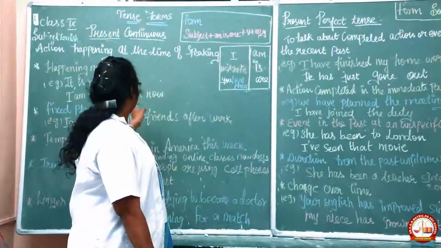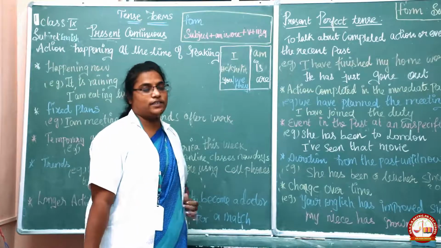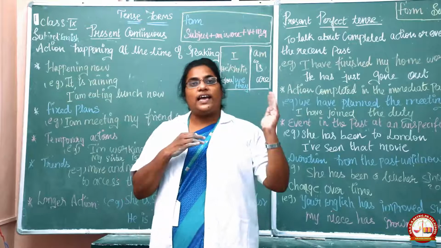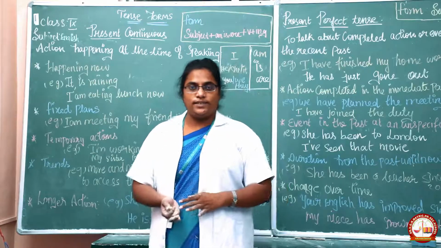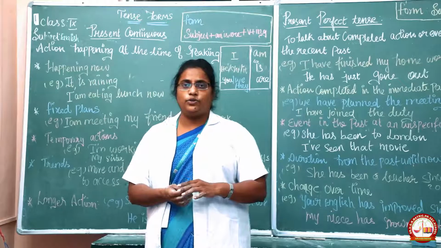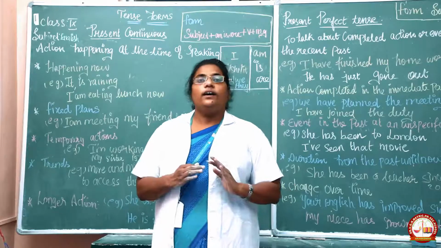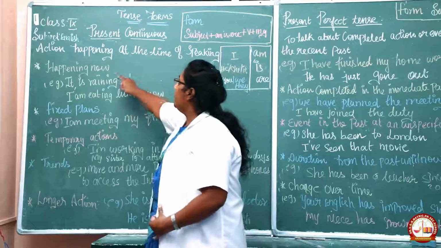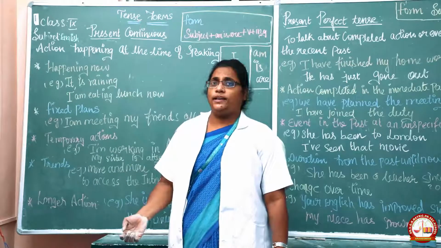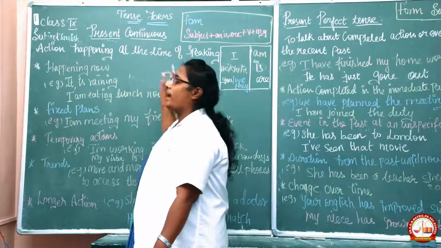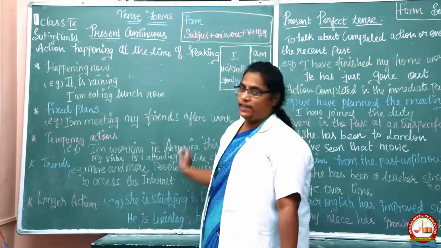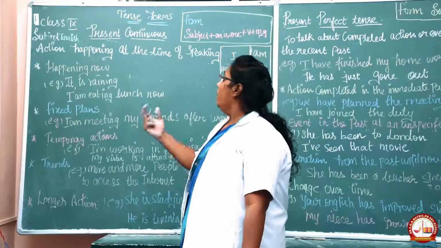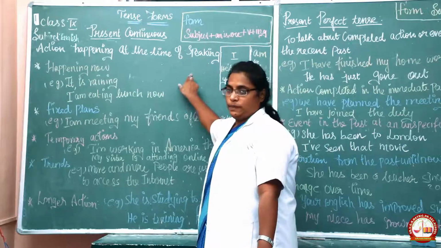The next one we are going to see is present continuous. Already I told you these four main tenses will join the aspects and form the other tenses. That is the subdivision of tenses I told you. The first one we saw is simple present tense. The next one is present continuous. Present continuous is nothing but an action happening at the time of speaking.